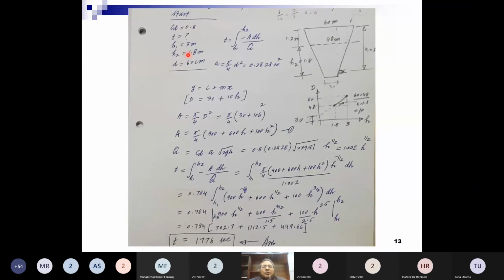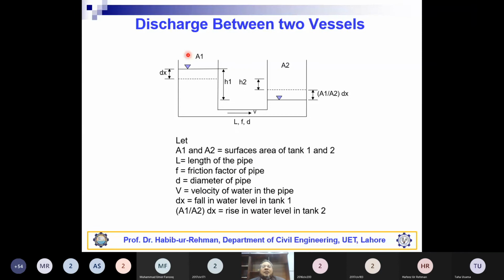Now these all are practical problems. Now the discharge between two vessels or two tanks. If we have one tank here and another tank here, A1 is the surface area of tank number 1, A2 is the surface area of tank number 2, and H1 is the initial difference of water level between these two tanks. This H1 is the head which causes the flow in this pipeline. And when this H1 becomes 0, how much would be the velocity of flow in the pipeline?